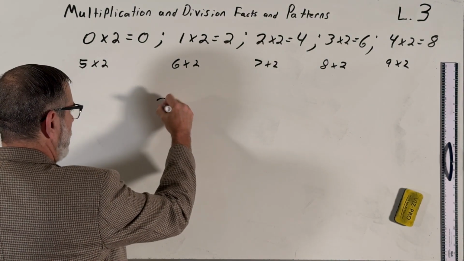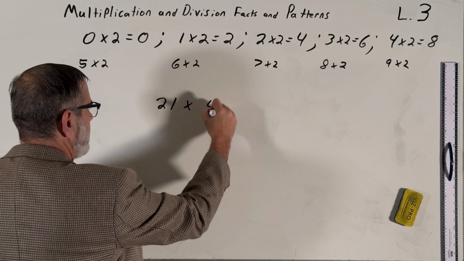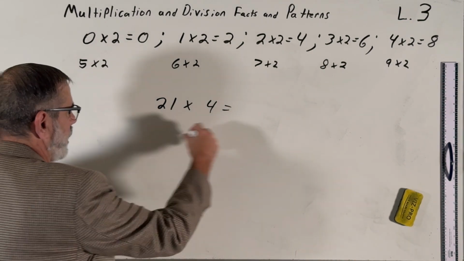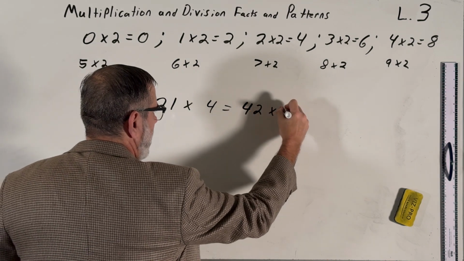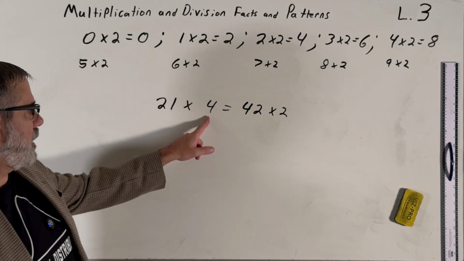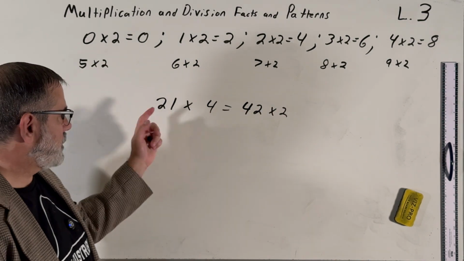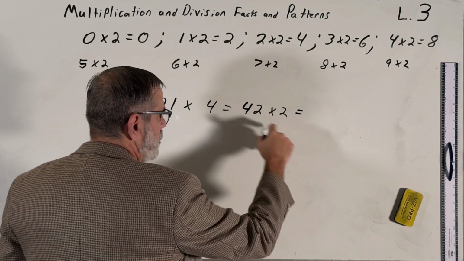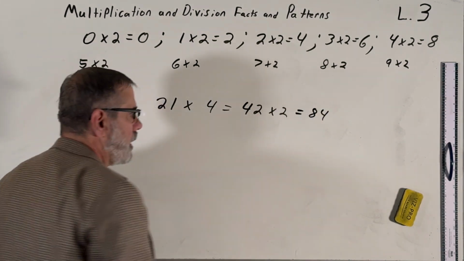What if I wanted to double or multiply 21 times 4? Well, I could double it one time. The double of 21 is 42, and that's going to be 42 times 2. So I take one of the 2's off of the 4 here, because I've already doubled it once, and I can double it a second time to get the final answer. 42 times 2, the double of 42 is 84.